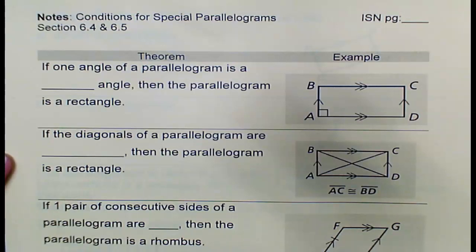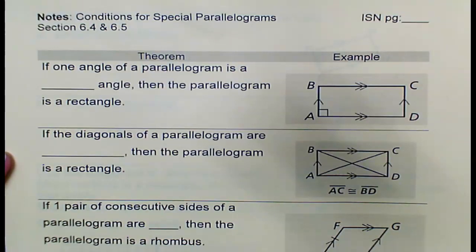Hi everyone. Today we're going to talk about conditions for special parallelograms. These are conditions that whenever they happen, you can conclude that your figure is in fact one of the special parallelograms we talked about in the previous set of notes. Remember that those special parallelograms were rectangles, rhombi, and squares.